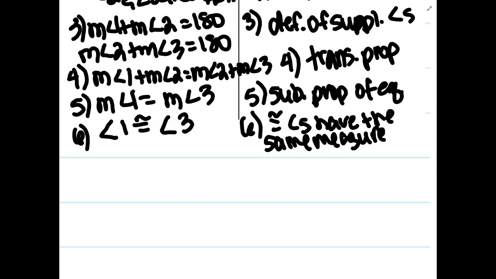There we go. So now we are allowed to use that. If in one of my proofs I need to use vertical angles that are congruent, I can now use that because of this theorem. Okay? Questions on this proof?